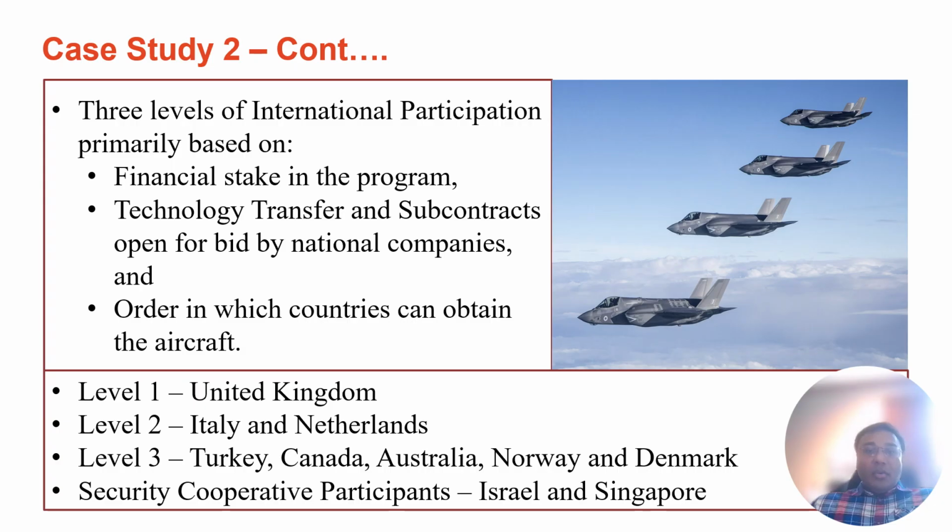So what are the lessons for project managers? The F-35 case illustrates the importance of defining scope clearly in multinational procurements. Use phased contracting and performance incentives. Manage risk through shared governance structures. Ensure compliance with export controls and security requirements as well.